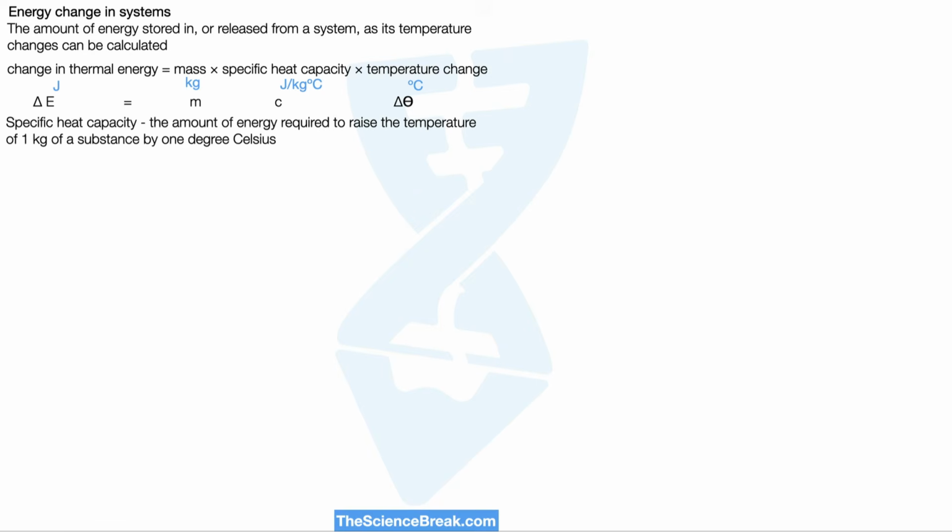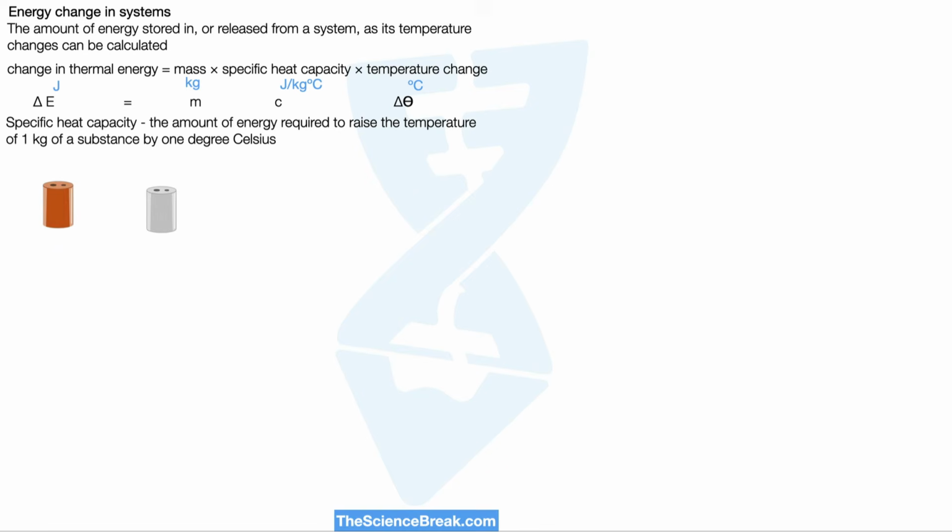Specific heat capacity. This is the amount of energy required to raise the temperature of 1 kilogram of a substance by 1 degree Celsius. If you are asked the definition of specific heat capacity in the exam, that's what will get you the marks. Let's take a look to see what it means.